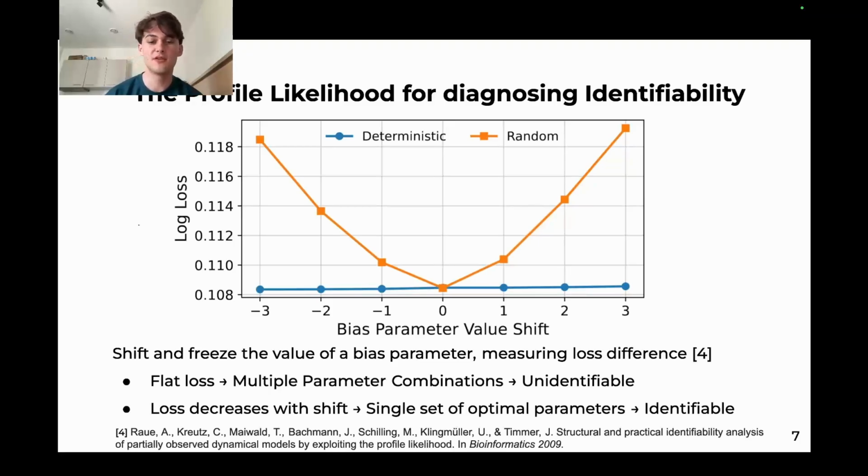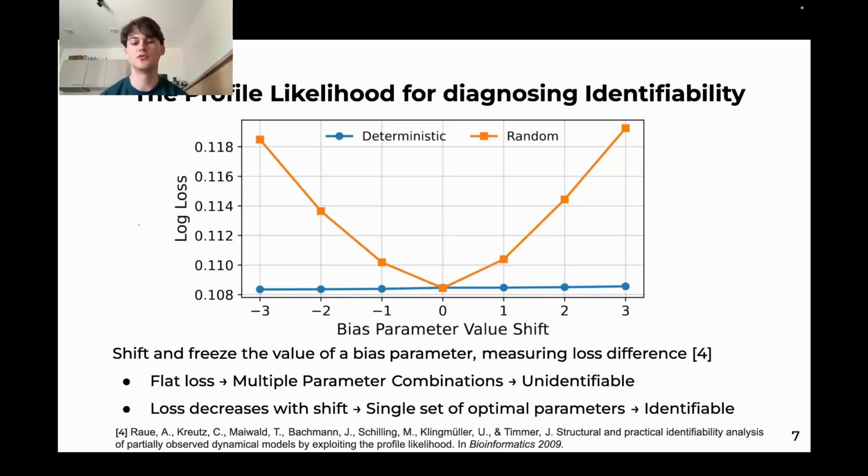What we can see here for the deterministic setting is that when we shift the value of the bias parameter, and we retrain the model and measure the loss, the loss remains completely flat. So this means that with a different value for our bias parameter, we can still get the same loss, and hence multiple parameter combinations are possible. When we have the random setting and we are identified, we observe that when we shift this value of the bias parameter, the loss decreases.